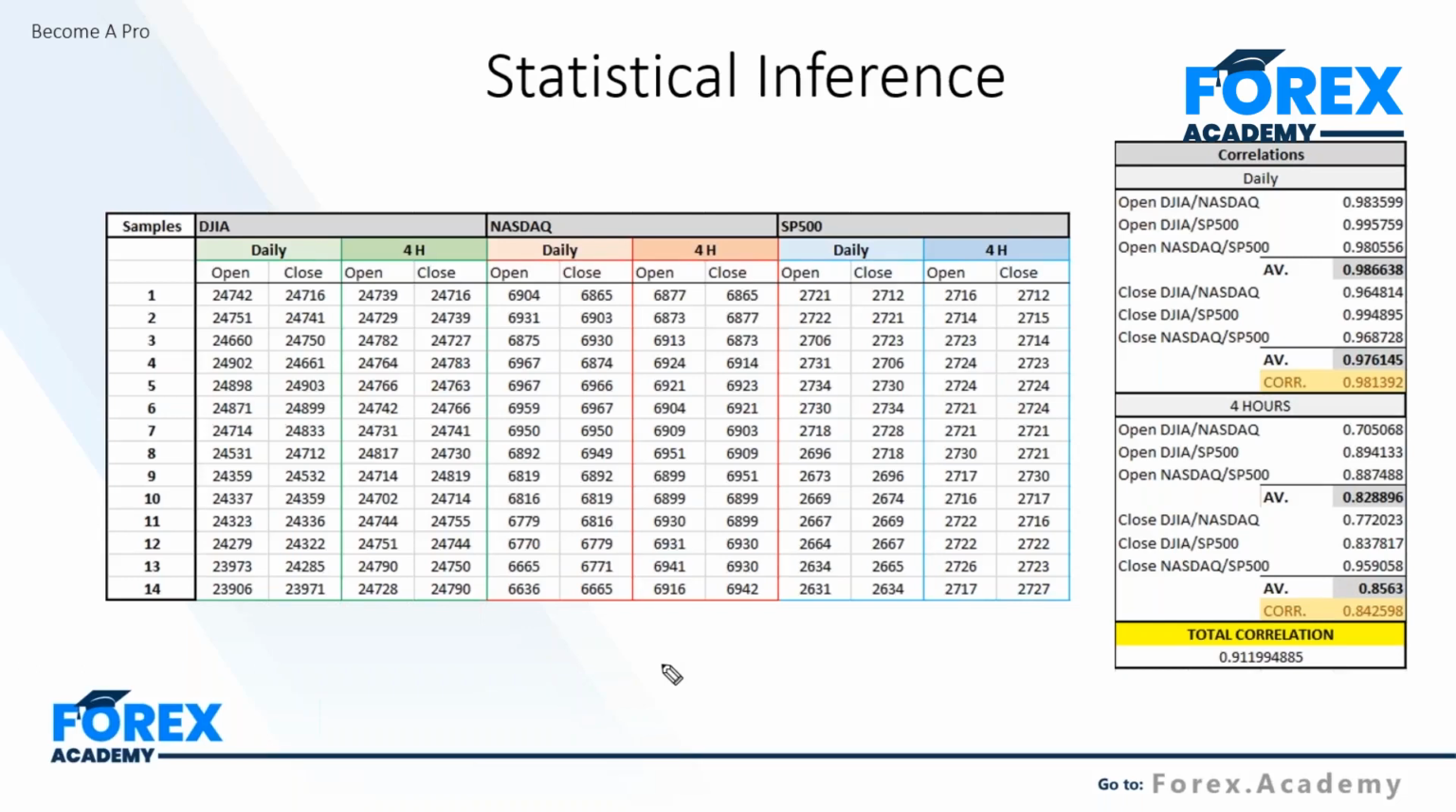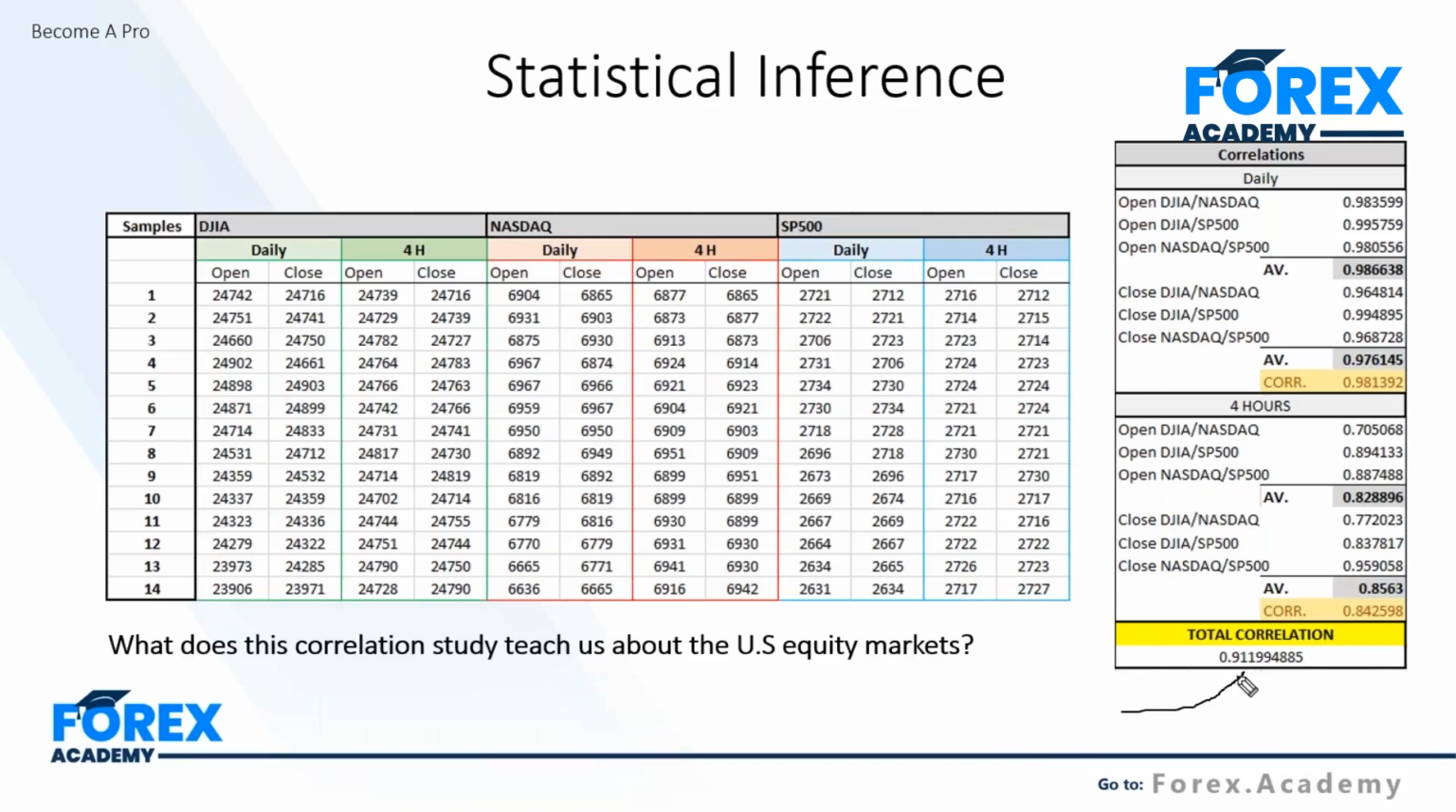Okay, so that is a correlation study with the 3 key US equity markets. And the question is, what does this correlation study teach us about the US equity markets? Well, many things. It teaches us that they share a total correlation, and again, this is very recent, up until today's date, of 0.91 as we average out all samples here from our opens and closes for both the daily and the 4-hour price action, averaging out a total correlation of 0.91.